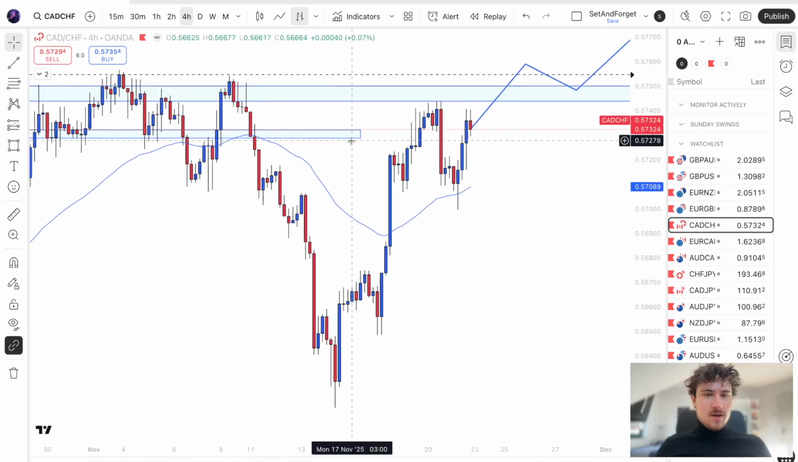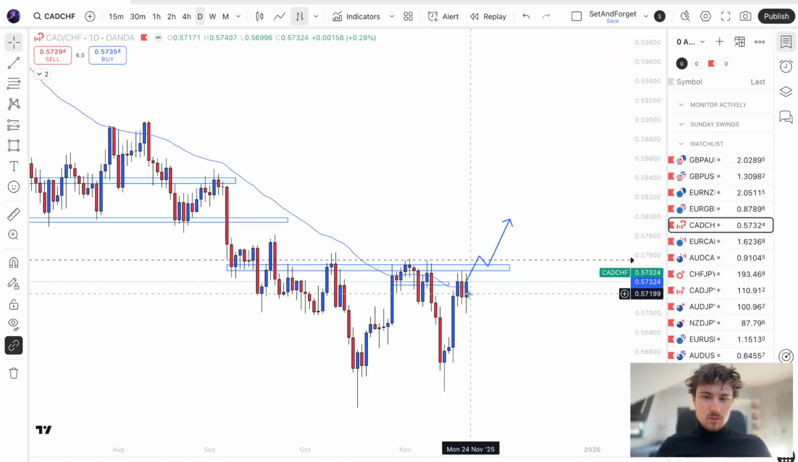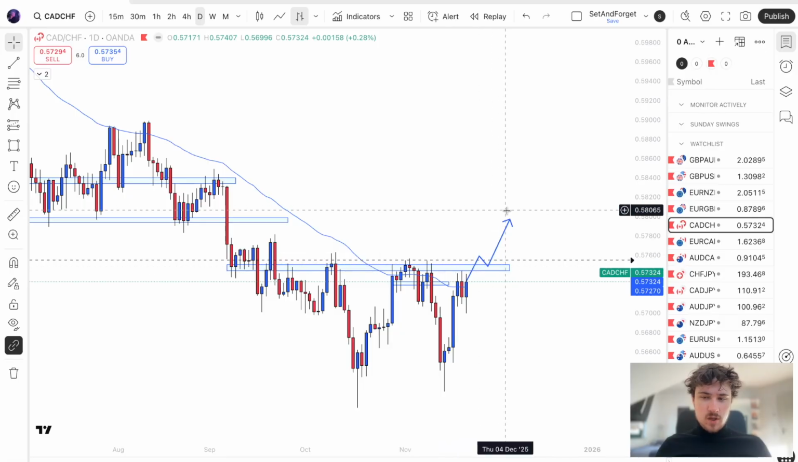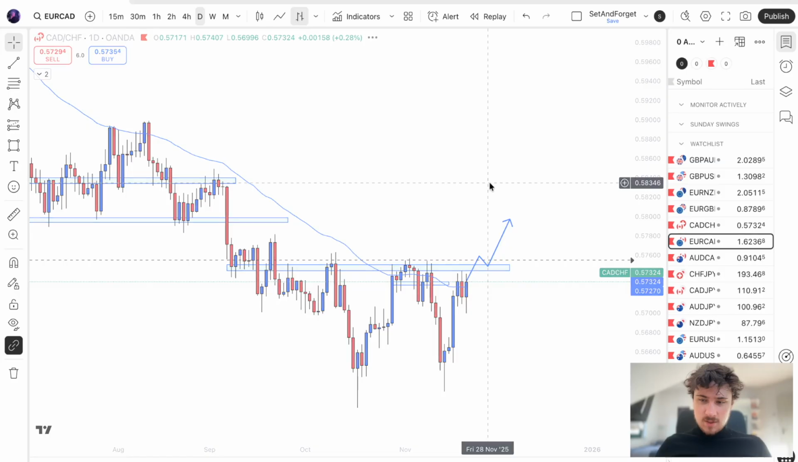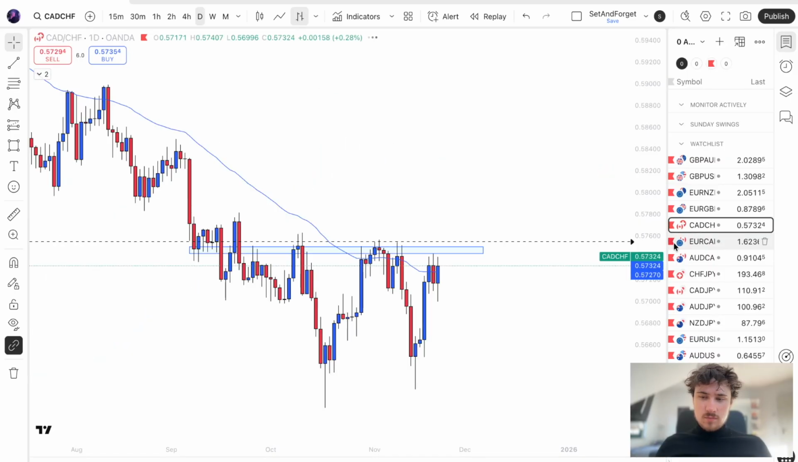Now the CAD pairs. We have CAD CHF. Looks pretty nice. Nice area of interest. Move above this area of interest, retest, move to the upside. And then all the other CAD pairs are basically the same, just inverse, because this is CAD CHF.